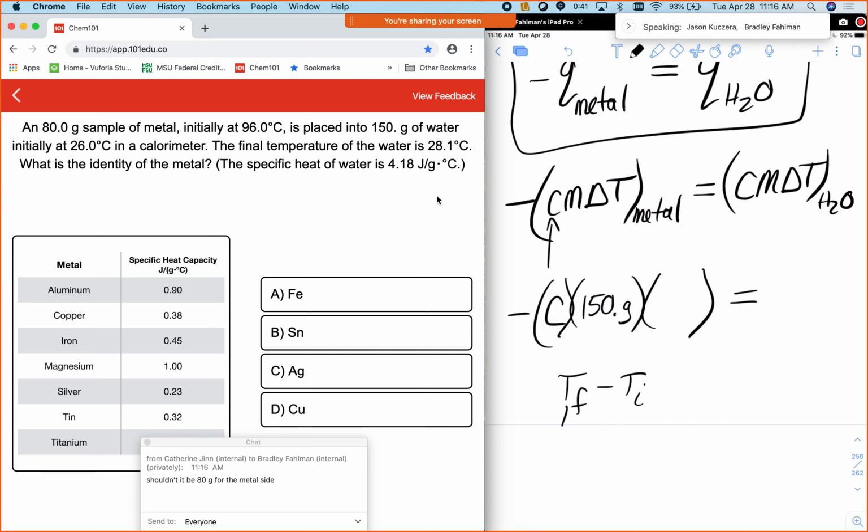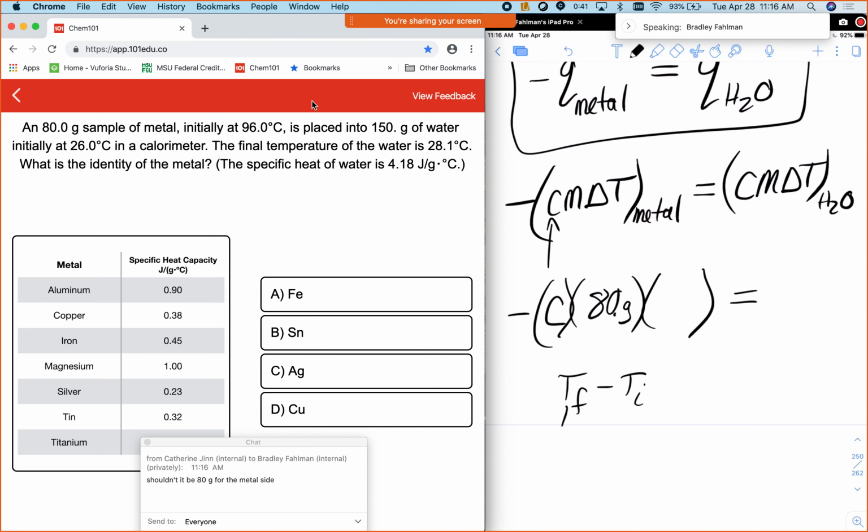Oh, did I do the wrong thing? Oh, yeah, I did. Sorry. Somebody just said I screwed up already here. The 150 grams is actually water's mass. So thank you, Catherine. That should be 80 grams. So you have 80 grams of the metal.